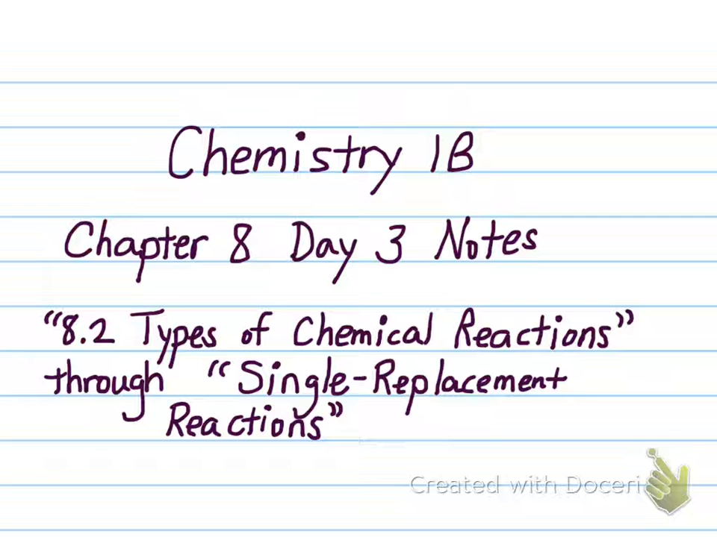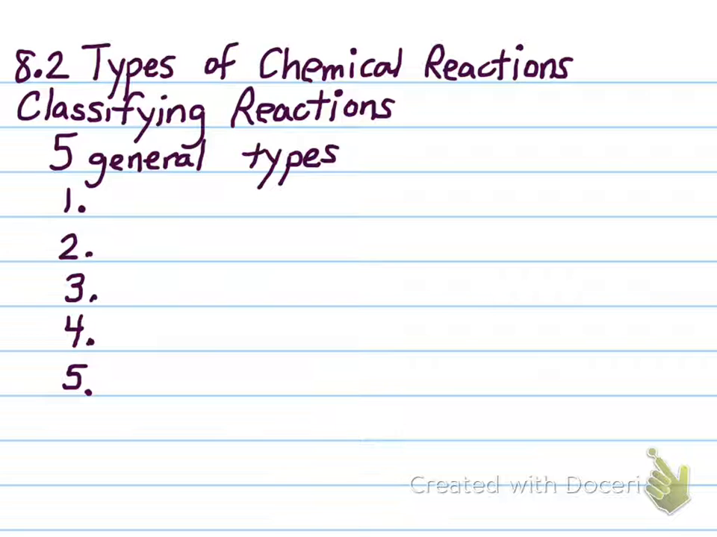So you're going to start to learn about the types of chemical reactions and how to classify a reaction as one of the types. Section 8.2 is titled Types of Chemical Reactions, and we're going to start by talking about classifying the reactions. There are 5 general types, and if you scan your outline, you'll see them.